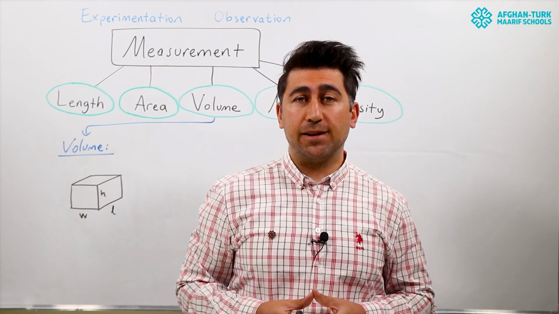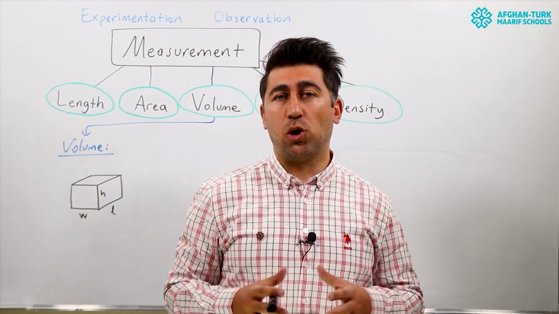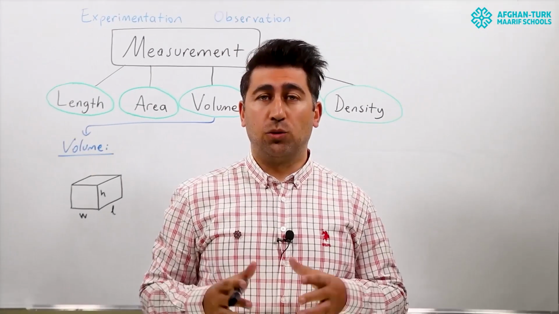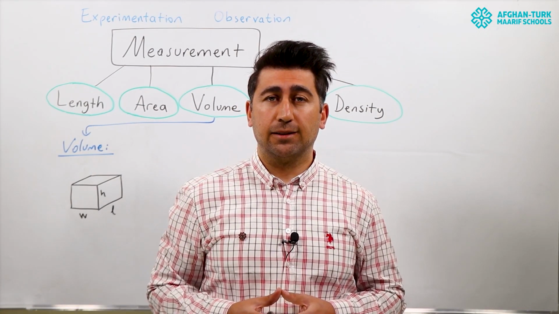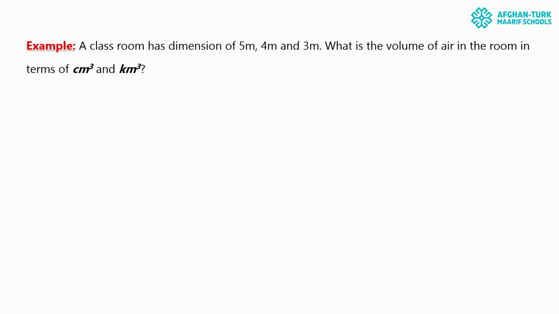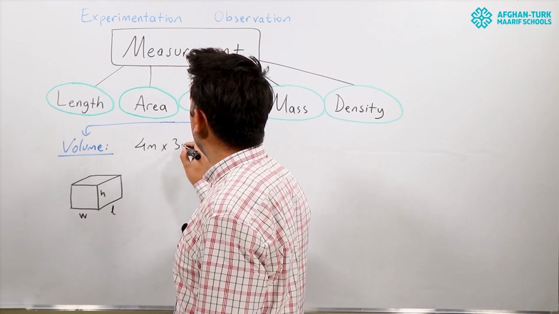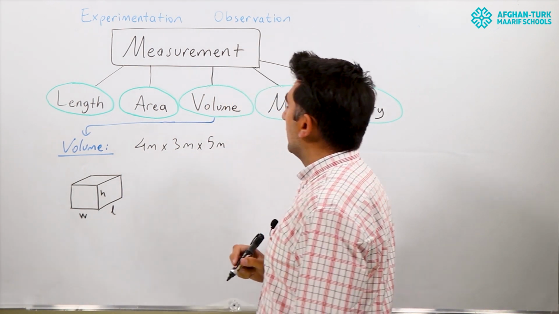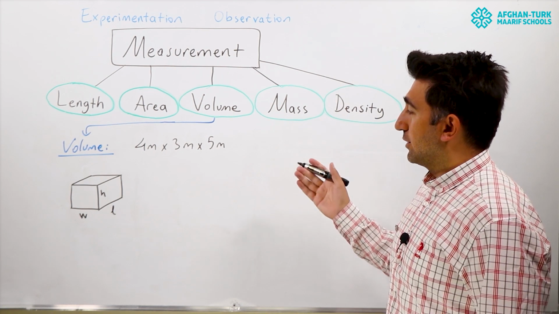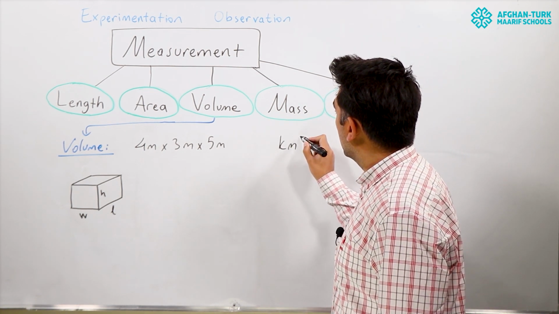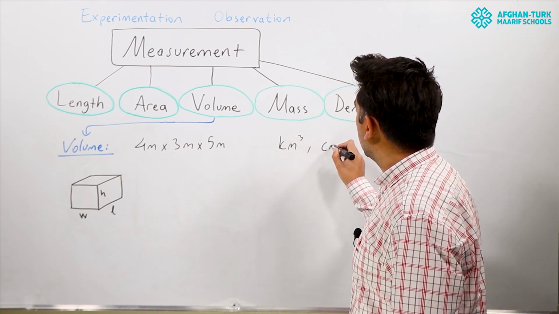The amount of space occupied by the object is called its volume. The SI unit of volume is meter cube. To find the volume, we usually multiply the base area with height. Let's say a room has a dimension of 4 meter times 3 meter times 5 meter. And we try to find the volume, and we have to convert in kilometer cube and centimeter cube.